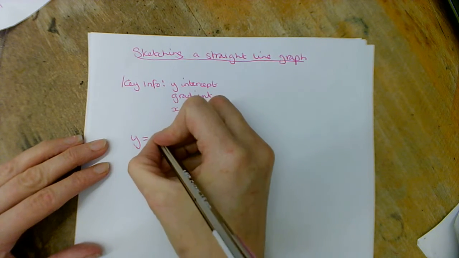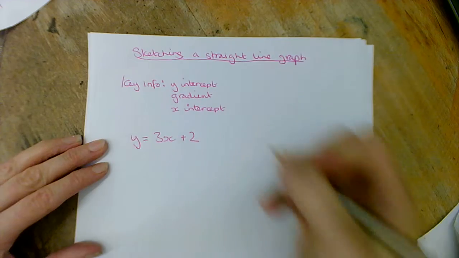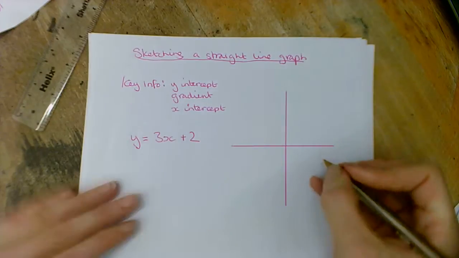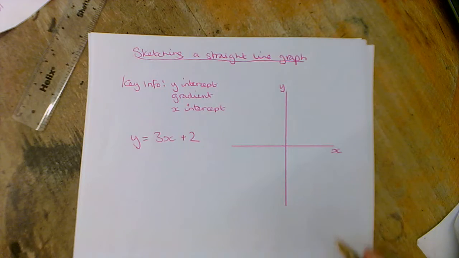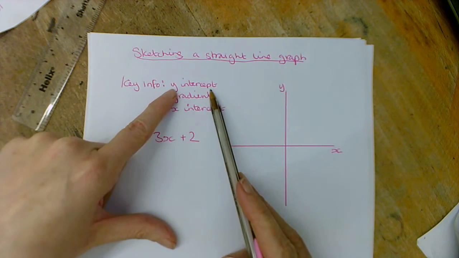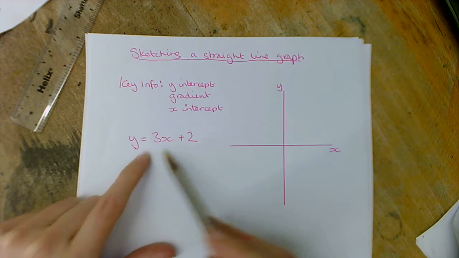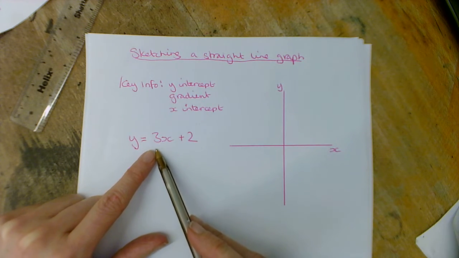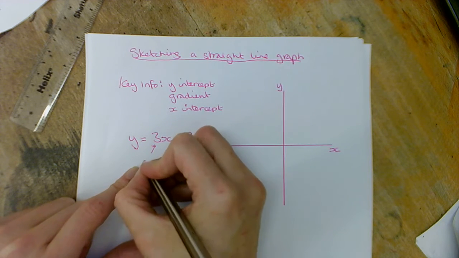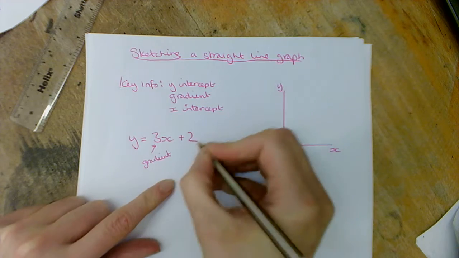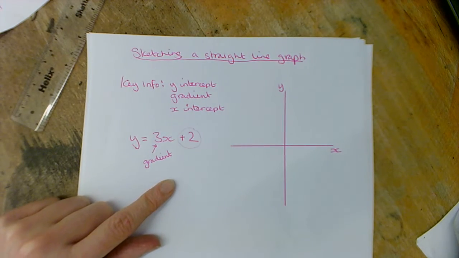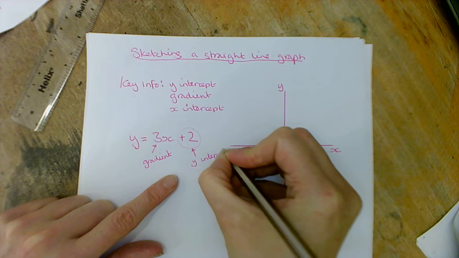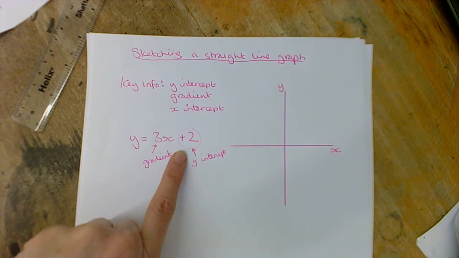I've got y is equal to 3x plus 2. So I'm going to draw my axes. Now, the first thing it's easier for me to start with is my y-intercept. Now remember, when I'm looking at the equation of a line, the coefficient of x is my gradient. Okay, and this value here is my y-intercept. So this is the first bit that I'm going to use.